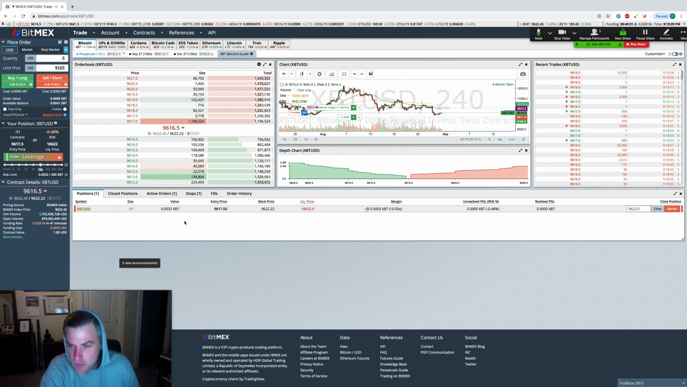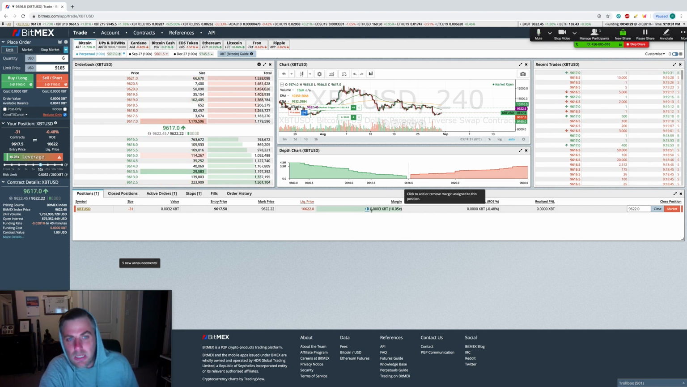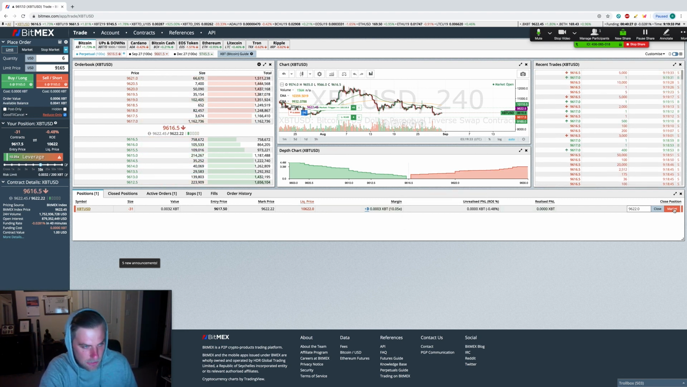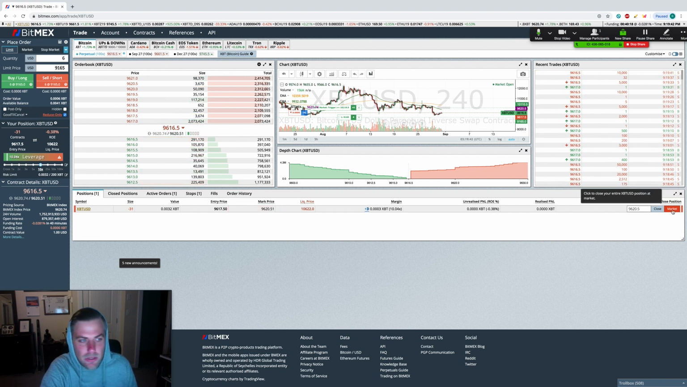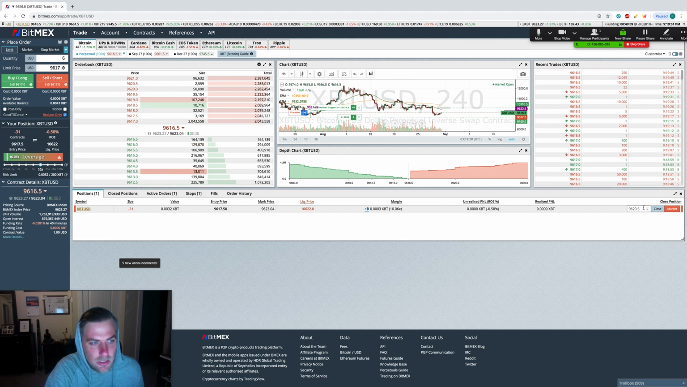So right now we're just going to go ahead and exit this position because I've shown everything that I can about how to short. So right here you see over on the right, we have close position at market. We can just click that and it closes our position at market. Simple as that. Another great feature on BitMEX. Or we could use this to close our position at limit.